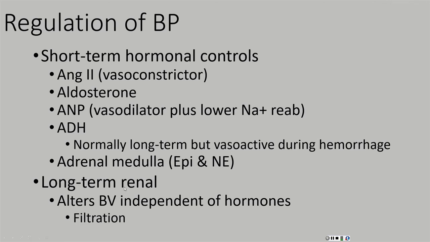We also have long-term renal controls. Renal just means related to the kidney. So the kidneys can have long-term effects on our blood pressure. And they will alter blood volume regardless of if hormones are present or not. So kidneys adjust blood volume independent of hormones. When your blood pressure is up, your kidneys filter more liquid out of your blood so that you pee more. When your blood pressure is down, your kidneys don't filter as much, so your blood volume stays elevated. So your kidneys are constantly filtering your blood, but they adjust that filtration based on blood pressure so that they alter your blood volume.